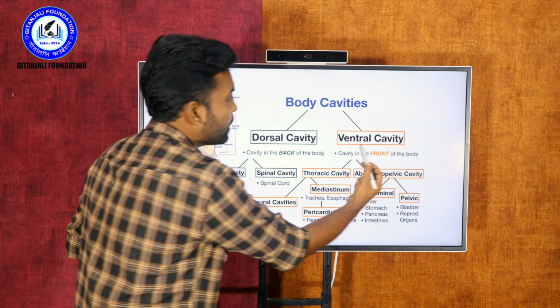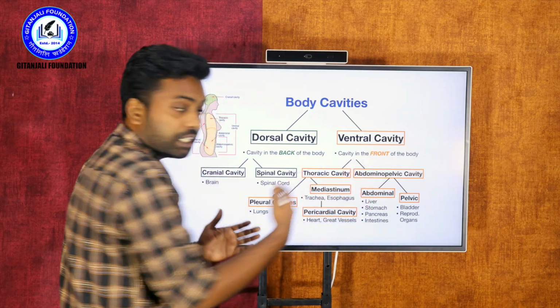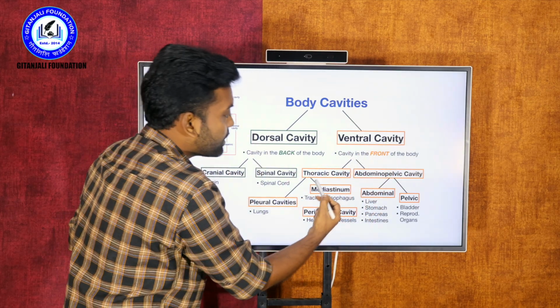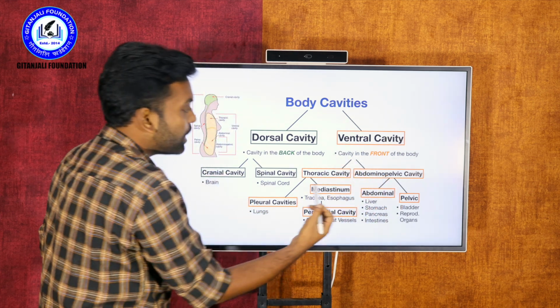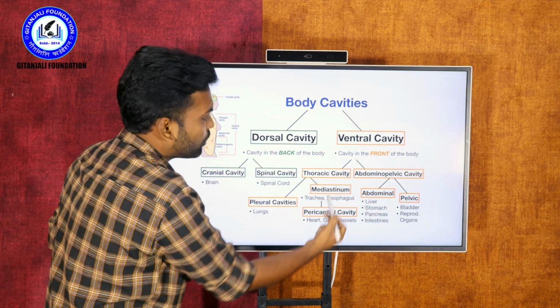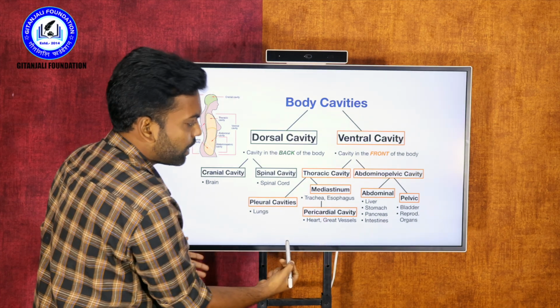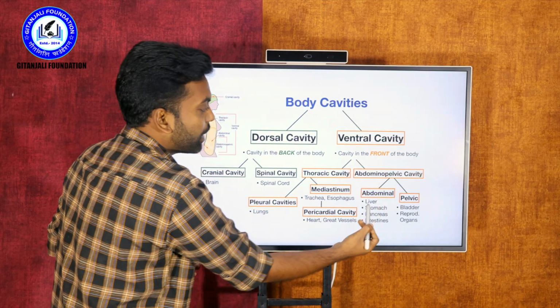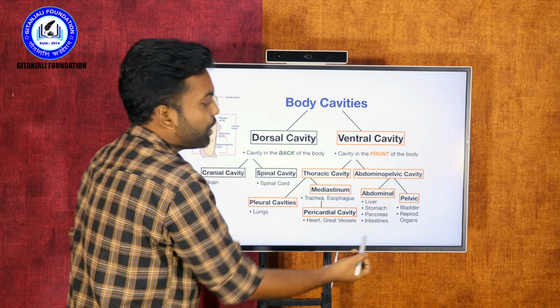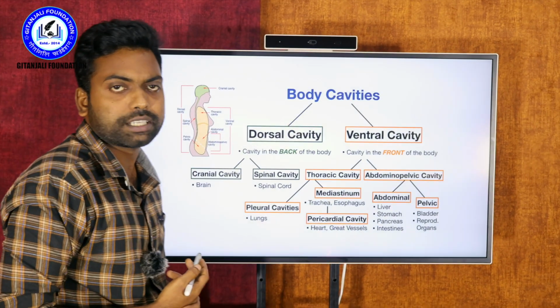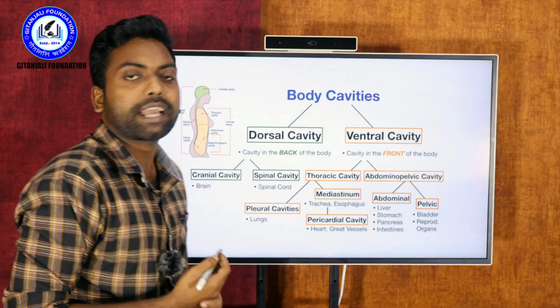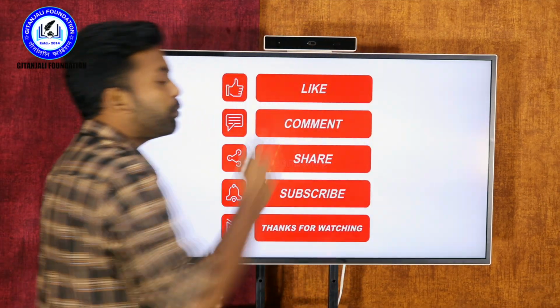And next you can see the ventral cavity. The ventral cavity is the front of the human body. You can see here the thoracic cavity, the abdominal cavity, and the pelvic cavity as well. The thoracic cavity has different kinds of organs, and the abdominal cavity has different kinds of organs. As I told you, the pelvic cavity has the male and female reproductive organs. So this is about the cavities. This is a very important point.